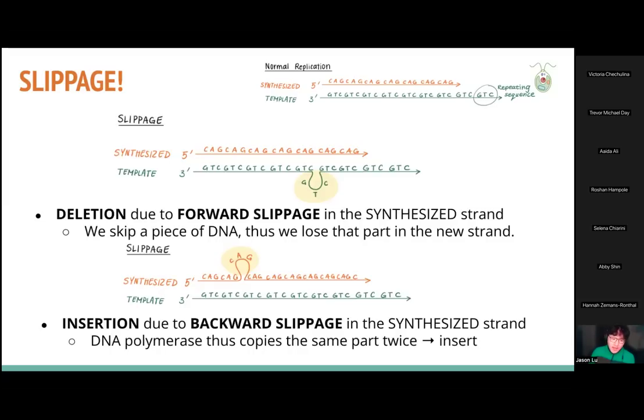And when we talk about a backward slippage, it's essentially the same concept. When we do a backward slippage, we copy the same part twice. So we'll go through this CAG region, CAG, and then we'll want to copy that again. Then our synthesized strand keeps going, but now we have this huge extra bit in our synthesized strand that we copied too many times, and it's got nowhere to base pair with. So it's going to hang out and have this loop. Next slide, please.